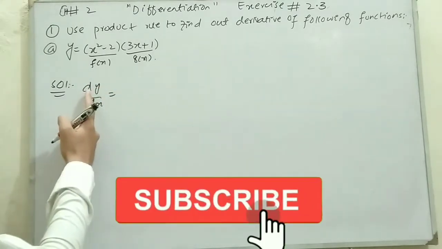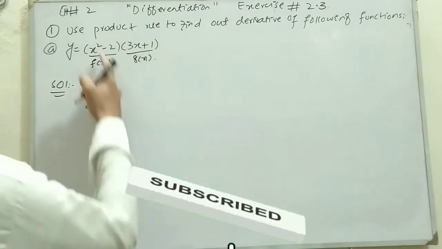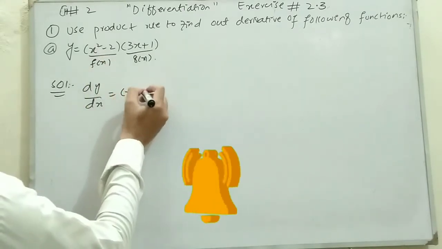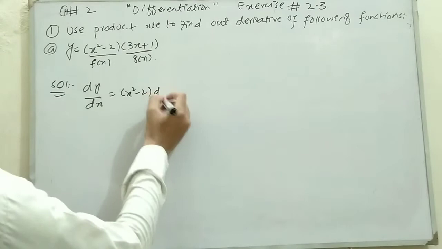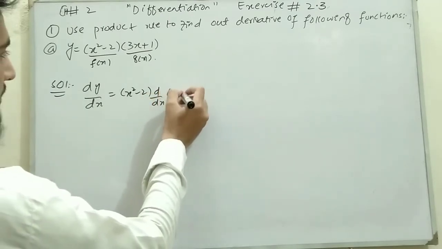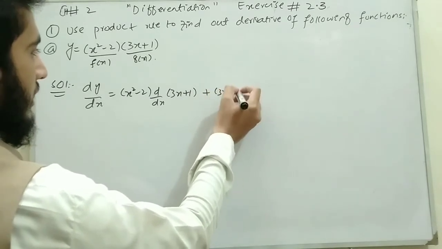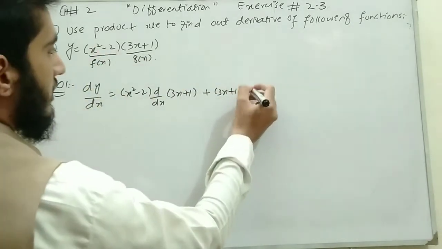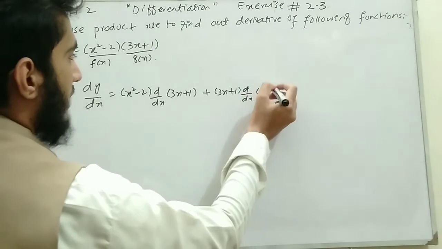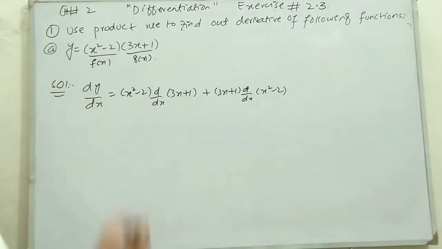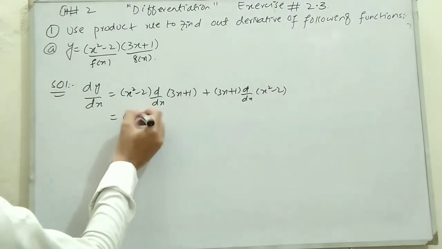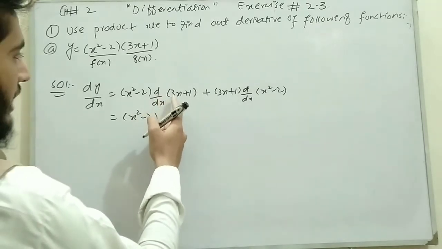The derivative is represented by dy by dx is equal to the first function x square minus 2, the derivative of the second function d by dx of 3x plus 1, plus the second function 3x plus 1, the derivative of the first function d by dx of x square minus 2.